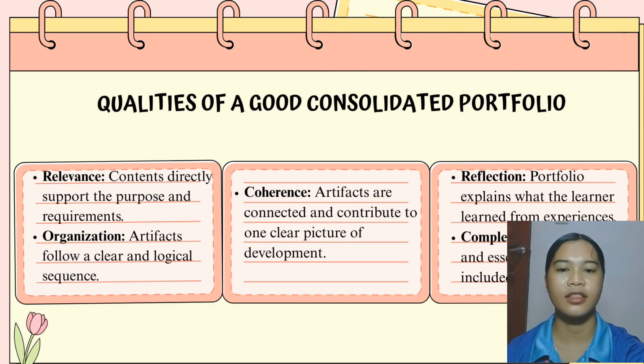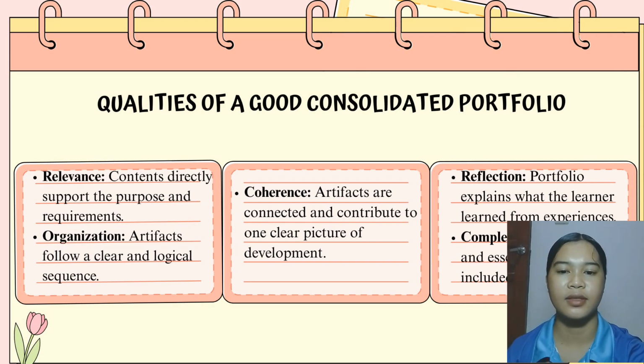Qualities of a good consolidated portfolio. Now the question is, what makes a consolidated portfolio good? There are several qualities we need to consider. First is relevance. The contents should directly support the purpose and requirements of the portfolio. Second is organization. The artifacts should follow a clear and logical sequence. Third, coherence. This means that the artifacts should be connected and should contribute to one clear picture of our development. Fourth is reflection. The portfolio should explain what we learned from our experiences.